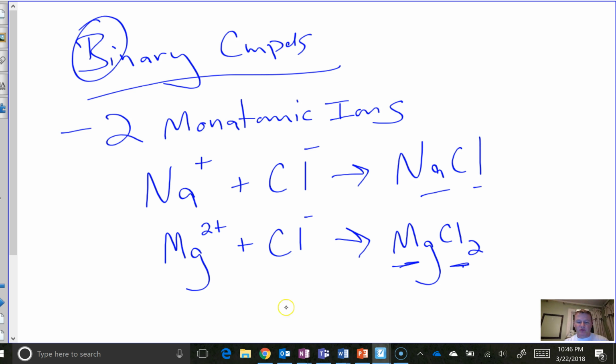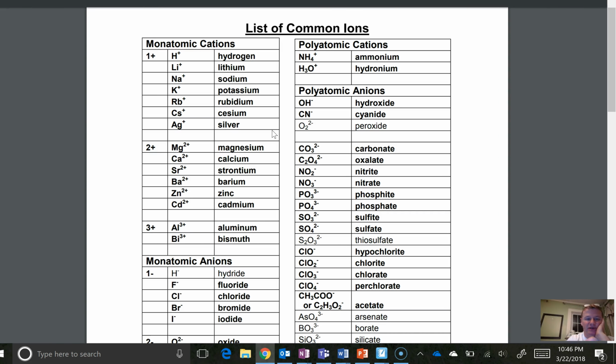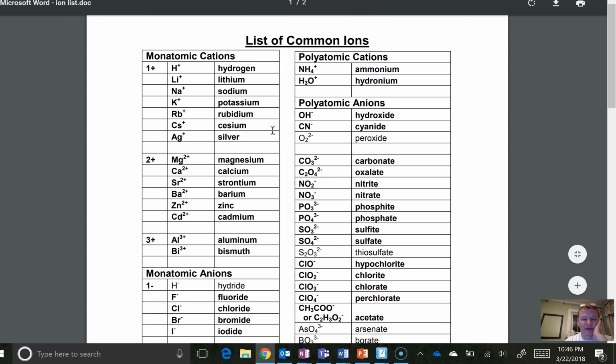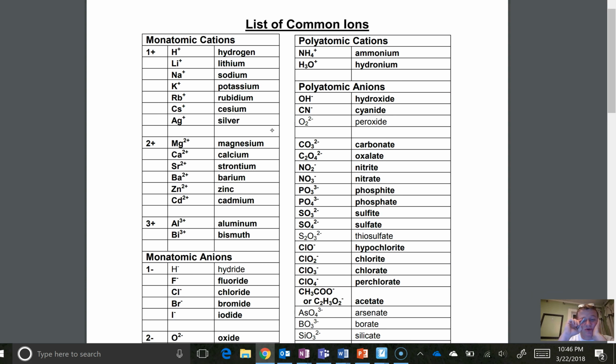I also want to refer you back to the polyatomic ion list, and on the left side of this list is where we see our nice list of the monatomic cations and anions. They're listed with their charge.